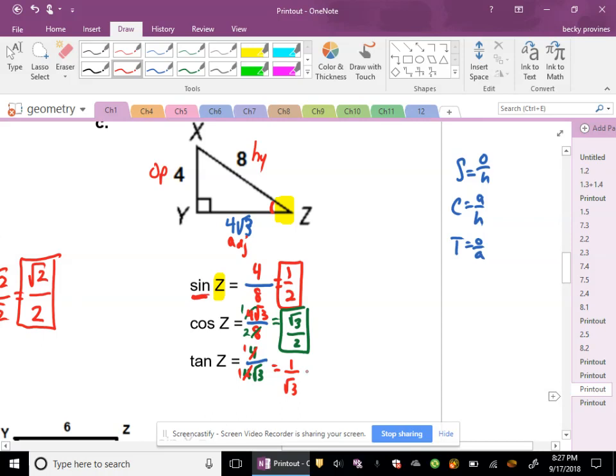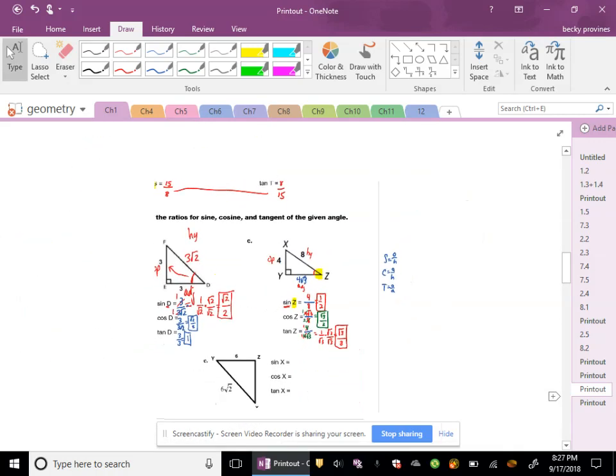I can't leave the root 3 in the denominator. So I'm going to multiply it by root 3 over root 3. So I get square root of 3 over 3 as my answer. So notice I had 3 different side lengths. I have 3 different answers now. So we are finished.